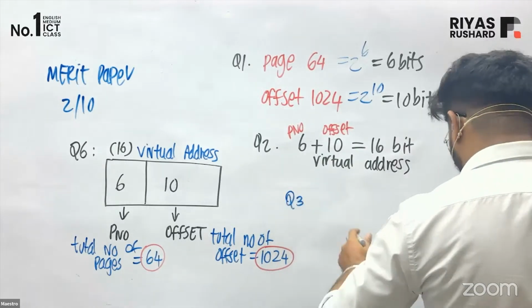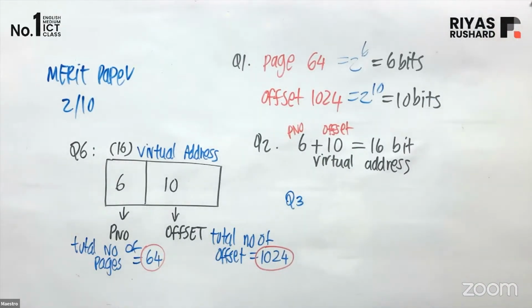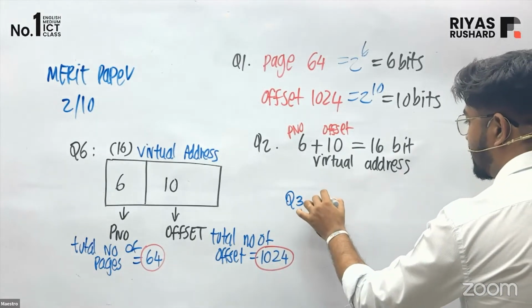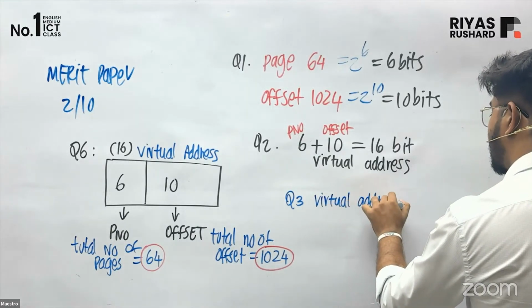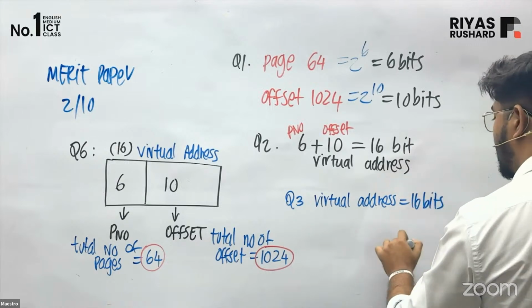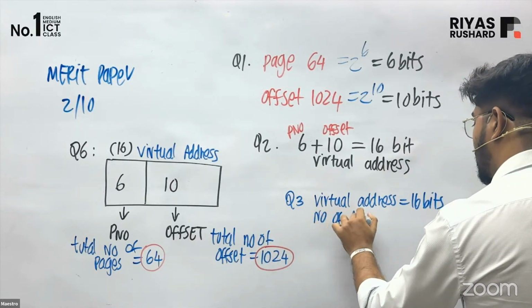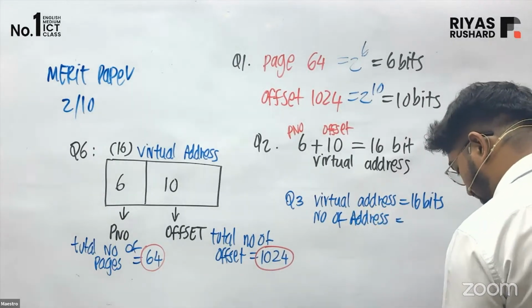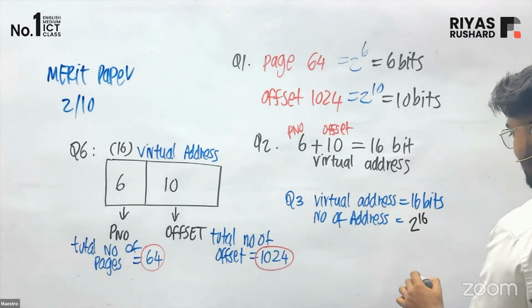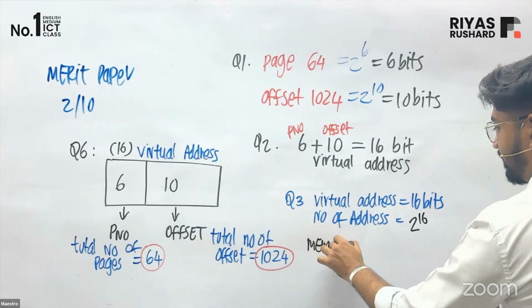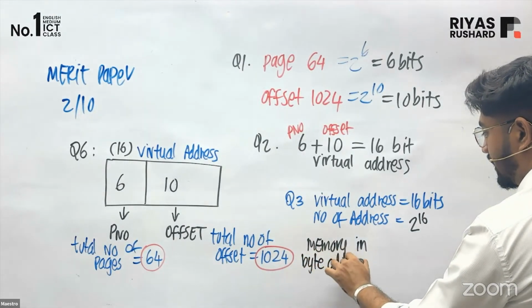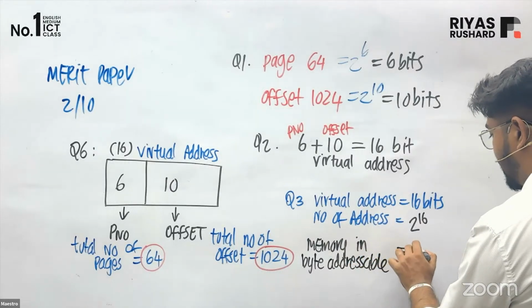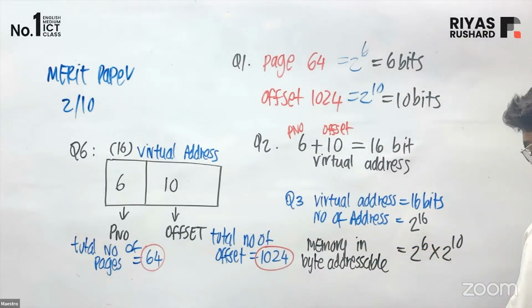Question number 3. Memory capacity in kilobits. For the virtual address, how many bits? 16 bits. Using 16 bits, how many addresses can you generate? 2 to the power 16. Memory in byte addressable will be 2 to the power 6 into 2 to the power 10. That is 64 KB.